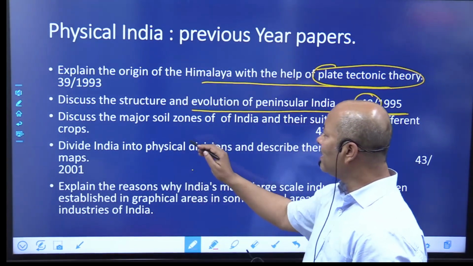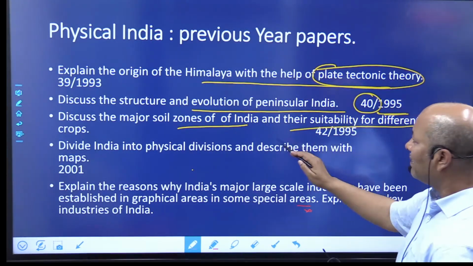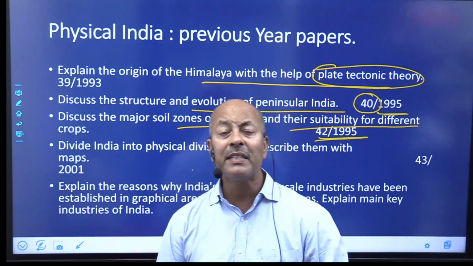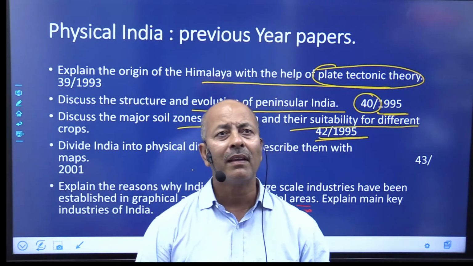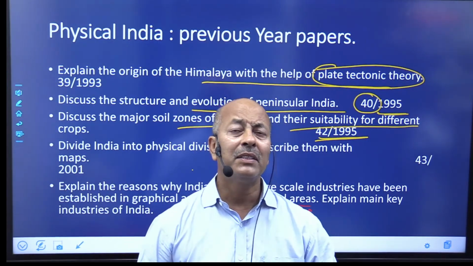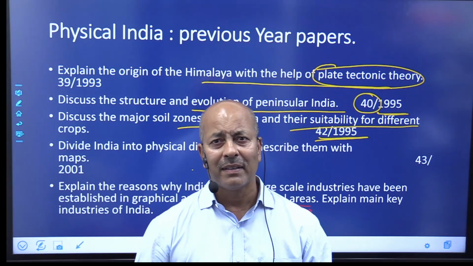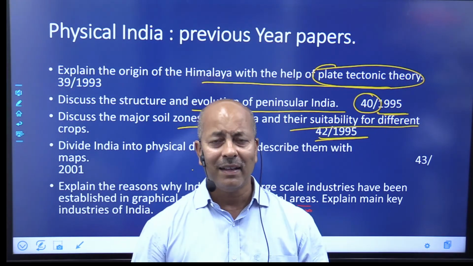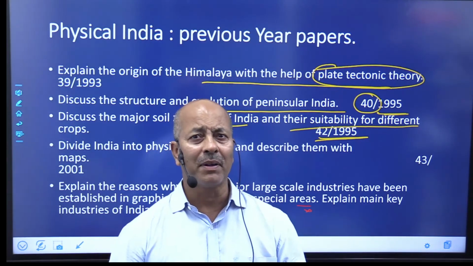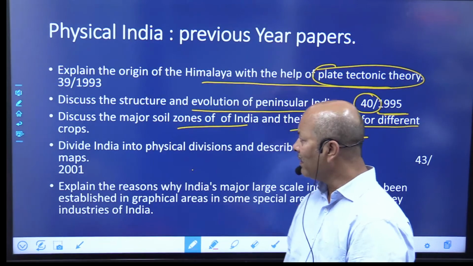In the second unit, they ask to discuss the major soil zones of India and write their utility for different crops. Again, it's a very easy and traditional question. Soil types of India is a general question, a general discussion, and the utility of different soils. We have to go for the different types of soil and their utility. Again, a very easy question from your NCERT-level contents or Indian geography.